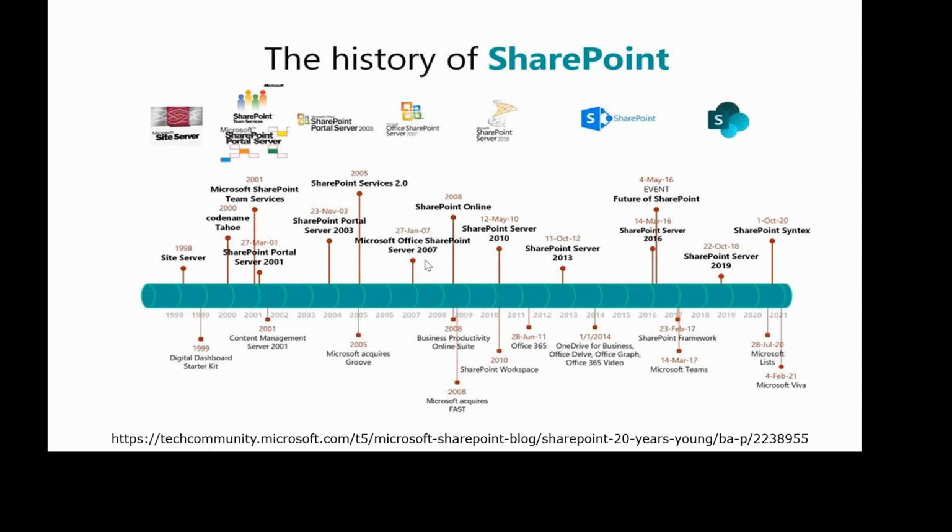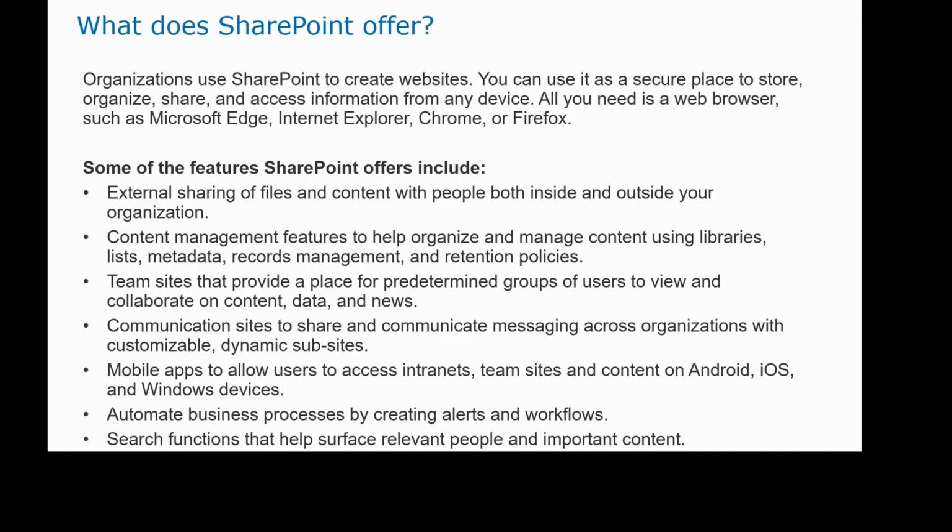After that, the 2007 version was made available. After a year, we can see SharePoint Online, which was made available, followed by 2010 and 2013. The current version that we have is 2016, and then 2019. So this is the brief history, and I have given a link. If you want to know more about these versions, you're most welcome to go through that. All right, moving on.